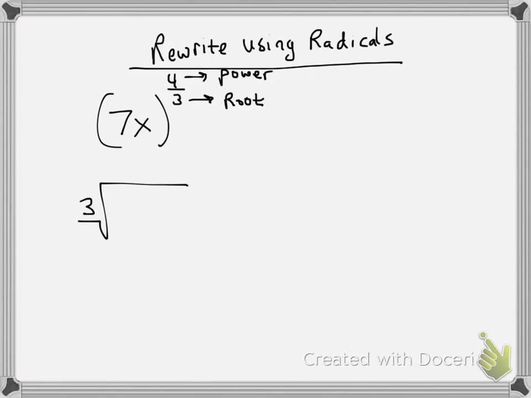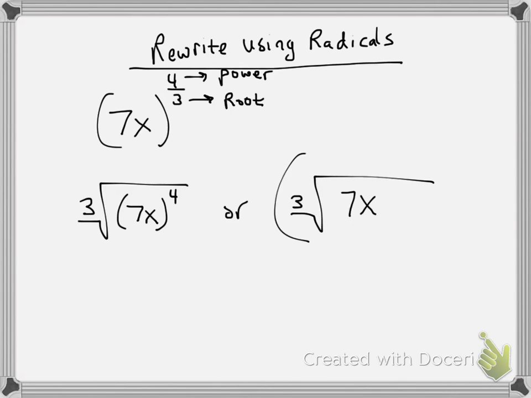You know that your root is going to be 3, so this is actually a cube root. Now, the first way that we can write this is to say that 7x is being raised to the 4th power. That's one way that you can write it. Or you can write the cube root of 7x, and all of that is being raised to the 4th power.